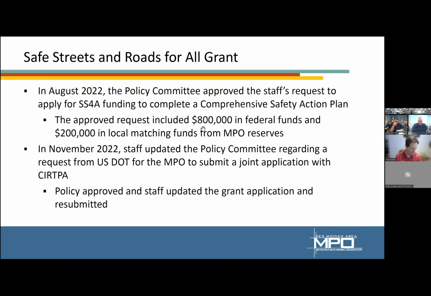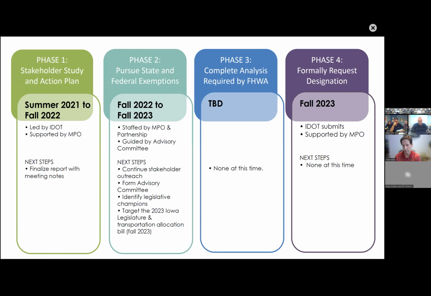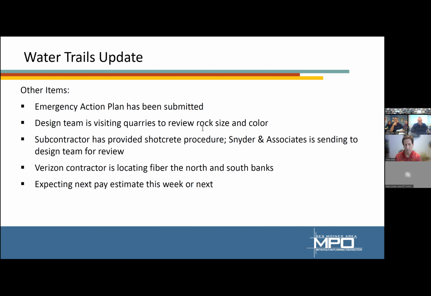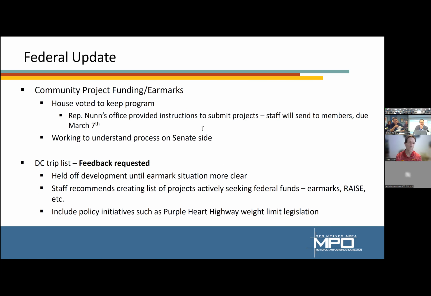Those are the main points I need to hit. Dylan, do you want to hit anything on the legislative side? I guess one thing on the legislative side of things, the earmarks and the DC list is something we wanted some feedback on. The House voted to keep earmarks, and we've heard from Representative Nunn's office. We reached out to them and they provided us the instructions for how to submit that. They want those in by March 7th.